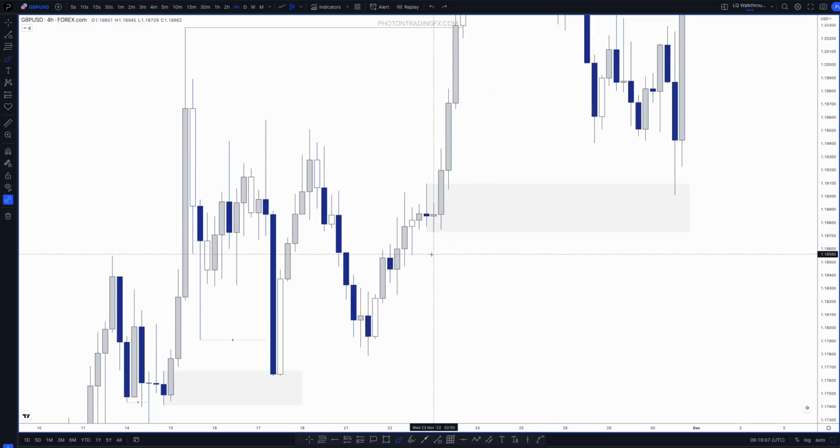Because for me, or at least at the time of recording, I want to see a minimum of a fractal low that needs to be taken.